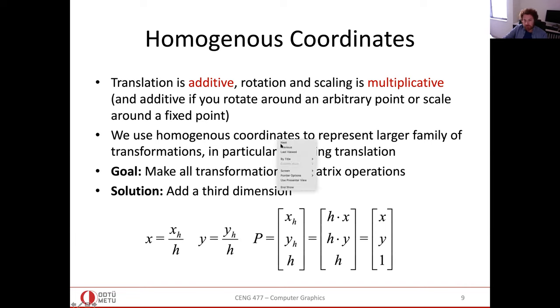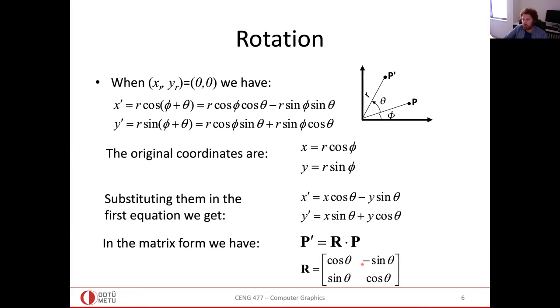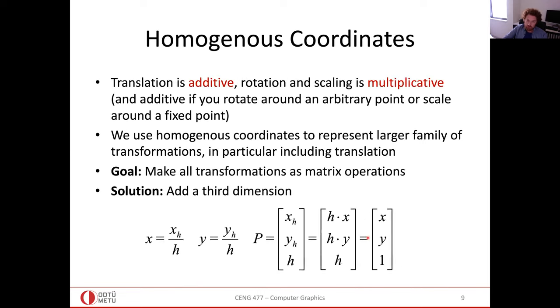Now, let's revisit the translation, because as you can see, rotation is very cool. I can write it as a matrix multiplication. I want that to hold for translation as well. And to do that, I need to introduce a third coordinate in my 2D world, which is the homogeneous coordinate. So if you are in 3D, then the homogeneous coordinate will be your fourth coordinate.